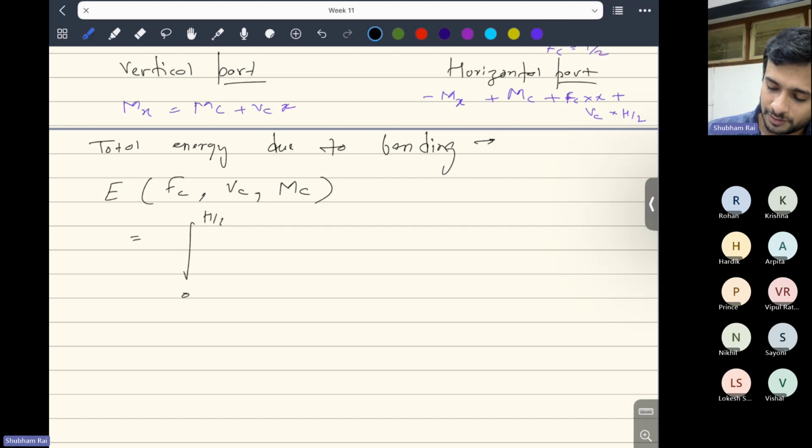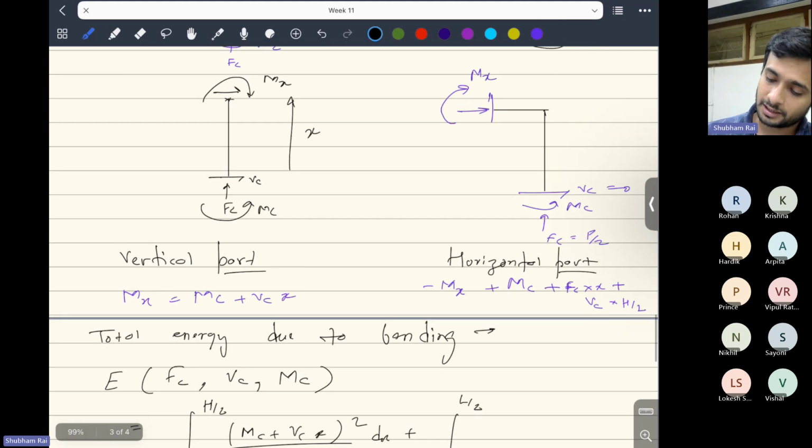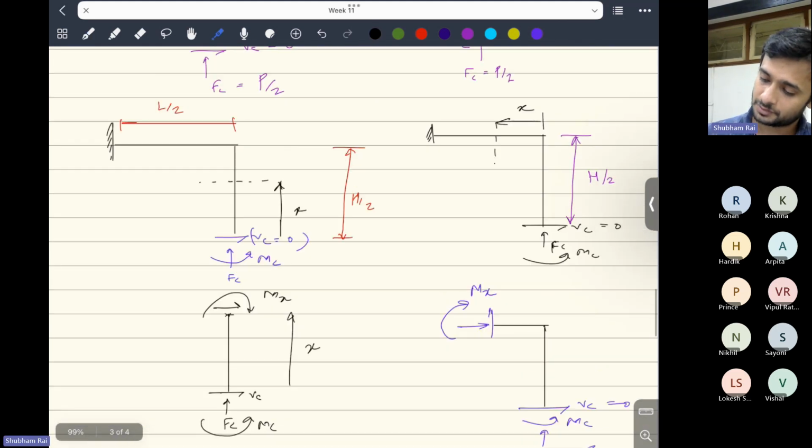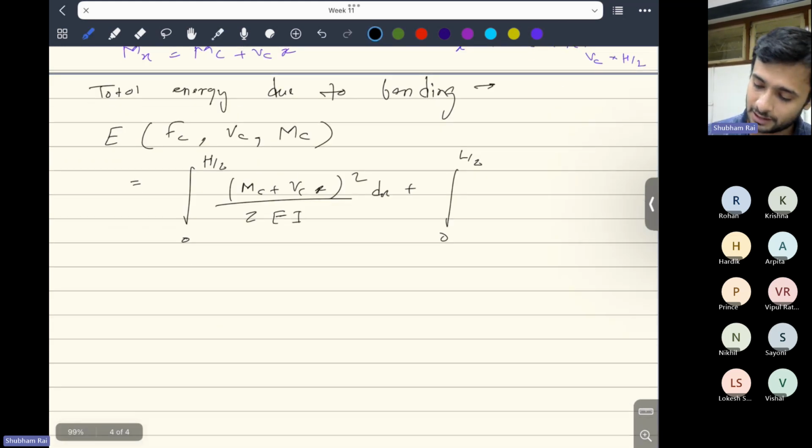So that will go from 0 to h by 2. And the cross-sectional energy is Mx whole square, Mx, which is Mc plus Vc into x, right? It is M square over 2EI in dx. Then you have to go from 0 to L by 2, and I'm going 0 to L by 2 because I'm starting x from here. In this case, I'm starting x from here, and in this case, I'm starting x from here. So I'm going from 0 to L by 2, and energy is again Mx square, but the expression of Mx is different now.